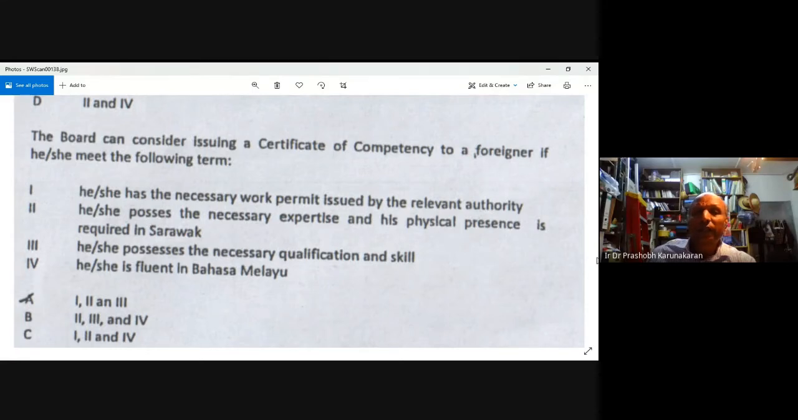So he possesses the necessary expertise and his physical presence is required in Sarawak. He or she possesses the necessary qualification and skills. In this case, most of the qualification will be the engineer's judgment. Then you can take a foreigner. Most of the foreigners they take, Semenanjung people are considered foreigners to work here, because that means EIU has to approve. That means if an electrician from Semenanjung wants to work here, EIU must approve, especially from this question.